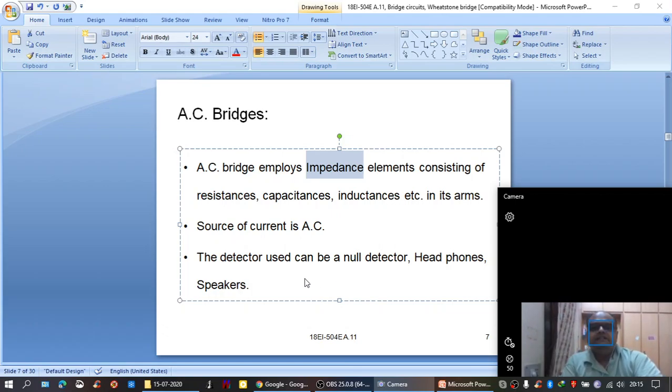And the detector used can be a null detector or headphones or speakers, as in case of DC. Here also all the three detectors can be used. And the bridge is said to be balanced when zero current flows through the null detector, or zero sound is heard in the headphones or speakers placed across the bridge output terminals.